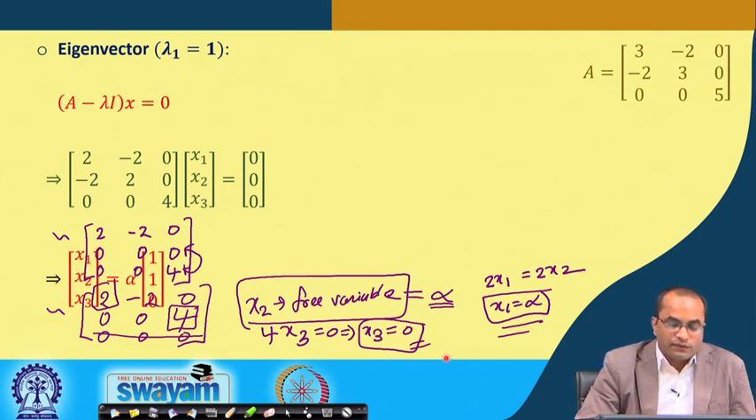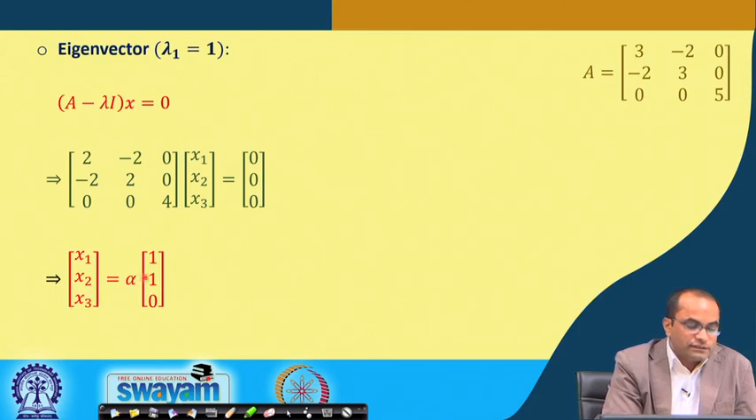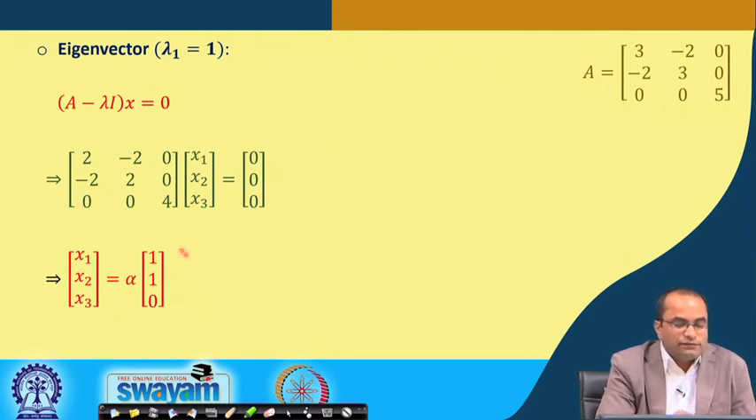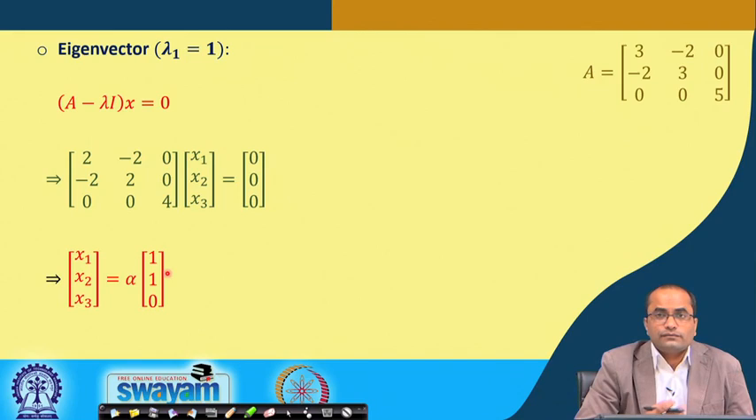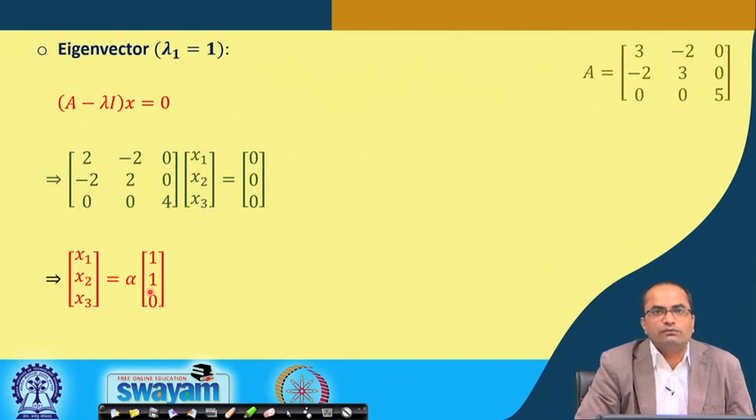So, what do we get? We get the solution of this equation: x 1 x 2 x 3 is alpha times 1 1 0, because x 1 was alpha, x 2 was also alpha, and the third component x 3 is 0. So, the solution of this system is alpha times 1 1 0, and that is exactly the generator of the null space of this matrix. We can pick any non-zero vector from this null space, for instance 1 1 0 or any multiple of it, and that will be the eigenvector corresponding to the eigenvalue lambda 1 equal to 1.